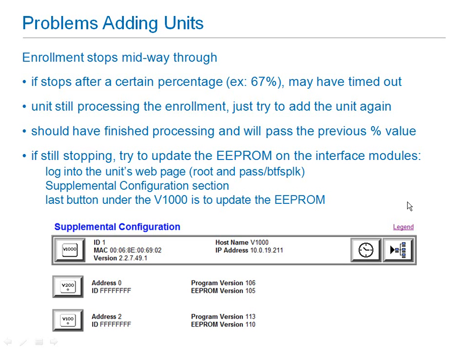Now the good thing here is that the unit is still working in the background, so all we need to do is add the unit again, and when it gets to the same percentage point, the unit will have finished what it was doing and the addition process will keep going. Now if it is still stopping, however, there is something we can do for a V1000. It's possible that we may just need to update the EEPROM on the interface boards, such as the V100s, 200s, and 300s. To do this update, log into the unit's web page, go to the Supplemental Configuration section, and click on the last icon here next to the V1000.